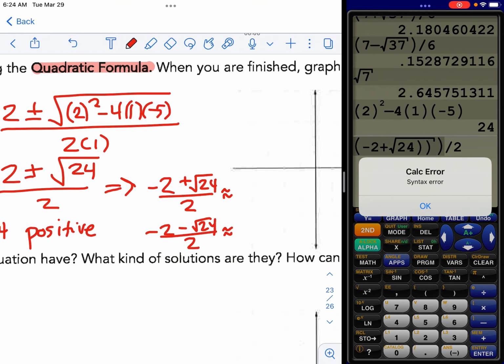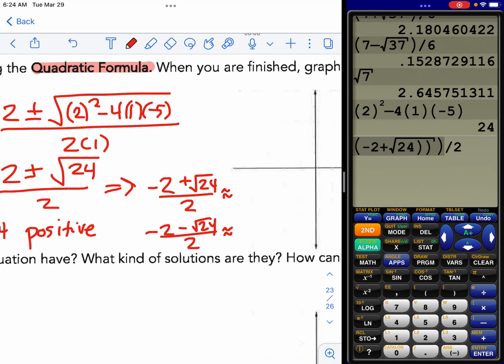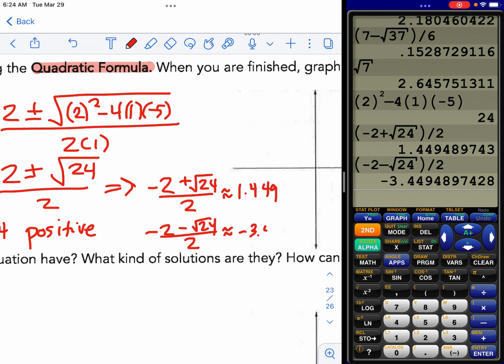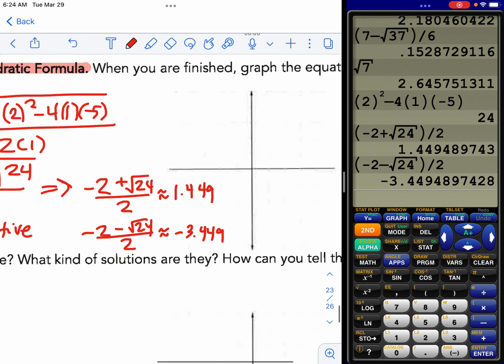Notice I've grouped the numerator, and I've got to calculate. Oh, I see, I've got a calculation error because I've got some brackets here that I don't need. Let's get rid of those. There we go. That's 1.449, let's call it. Then let me bring that in here and put the minus sign. That's the advantage of this calculator. And we've got negative 3.449 and positive 1.449.